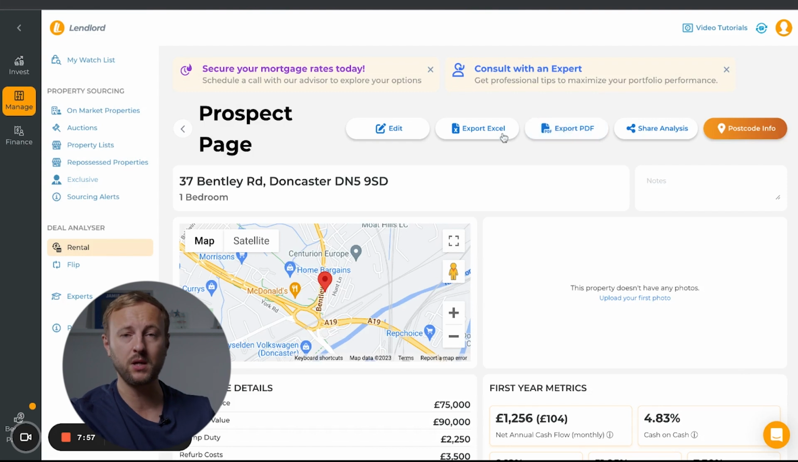You can export it as a PDF, export it as an Excel spreadsheet, or you can then consult with one of their team for free. They'll give you guidance on it and how to finance the property and get everything else in place.